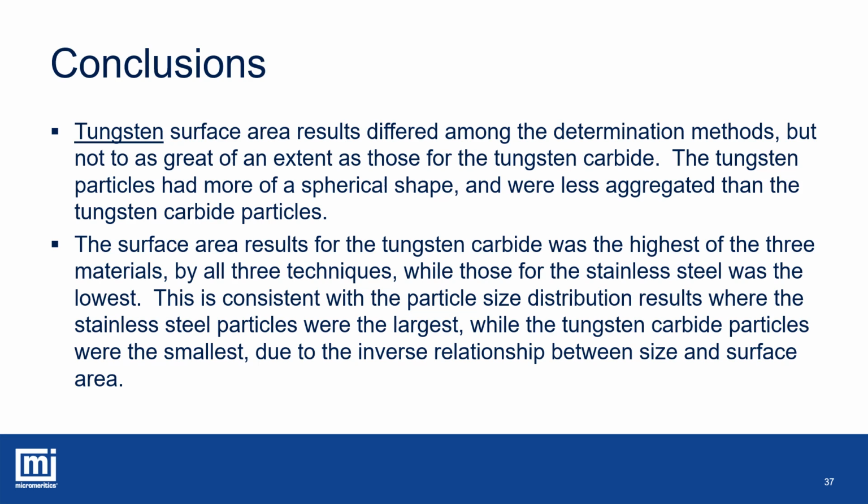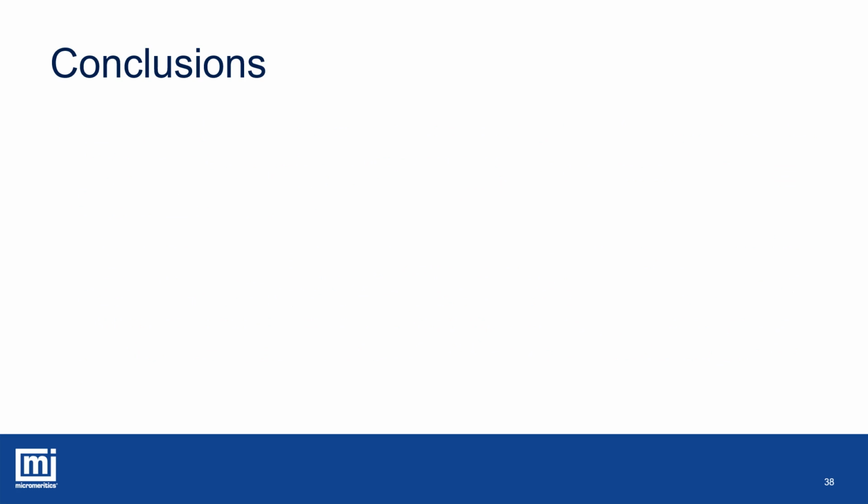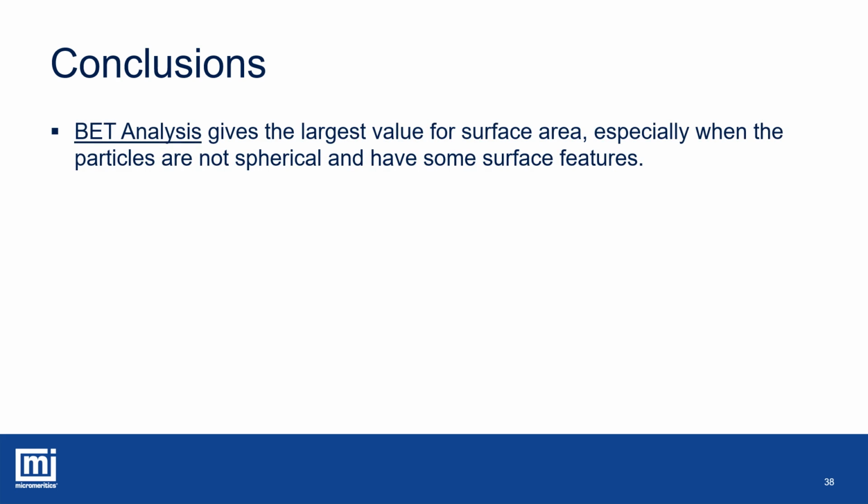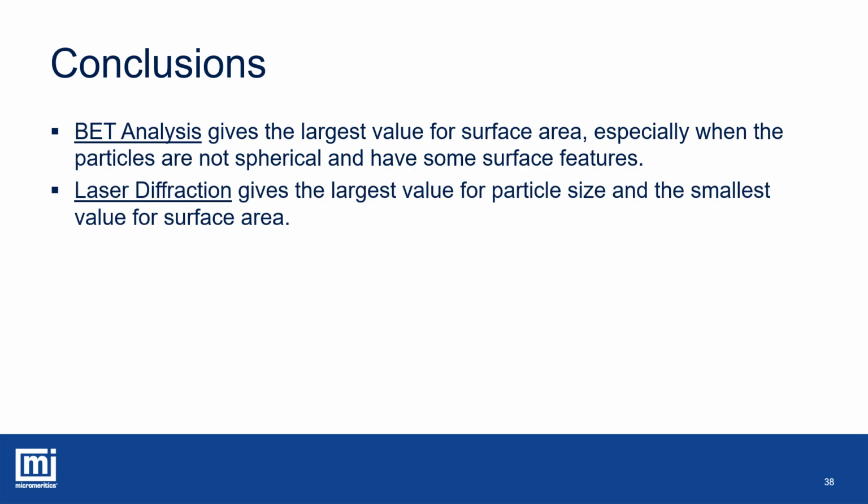Additionally, BET analysis gives the largest value for surface area, especially when particles are not spherical and have some surface features. Laser diffraction gives the largest value for particle size and the smallest value for surface area. The surface area and particle size results from air permeability show the most agreement with laser diffraction when the particles are spherical.